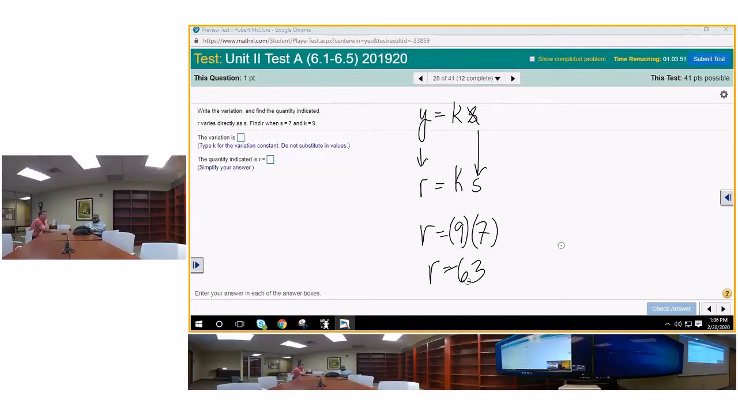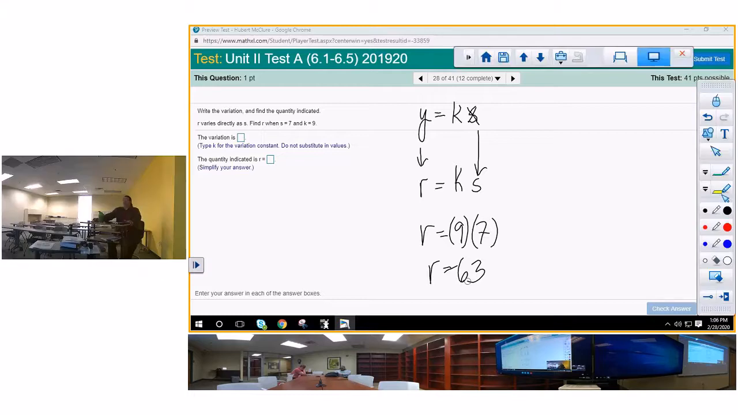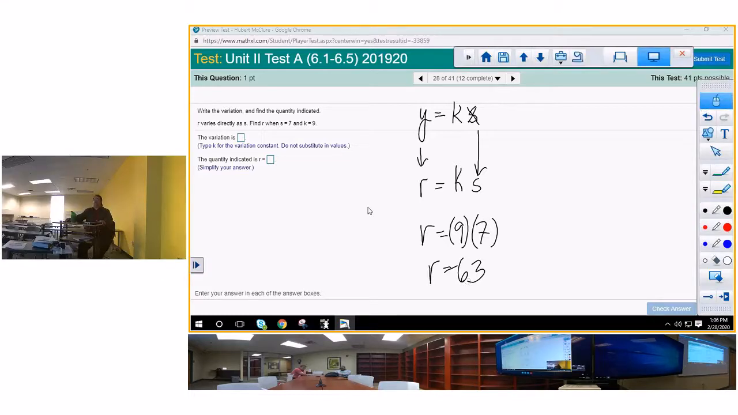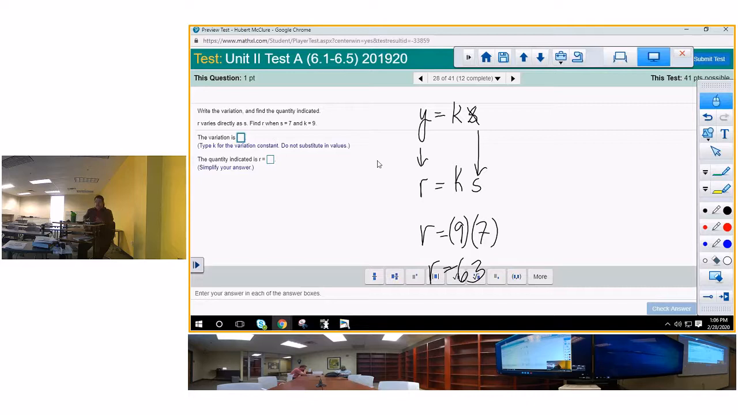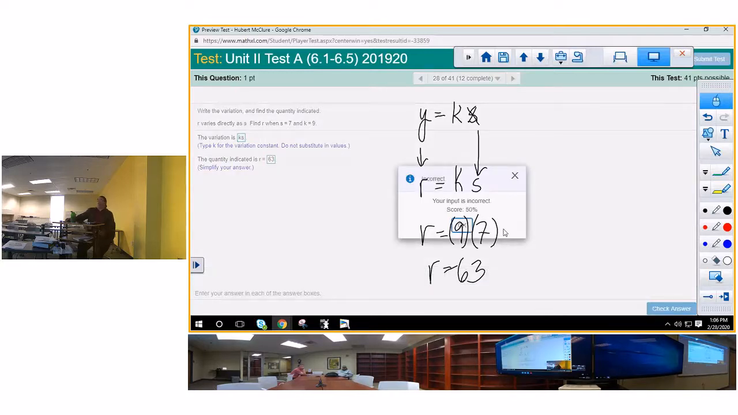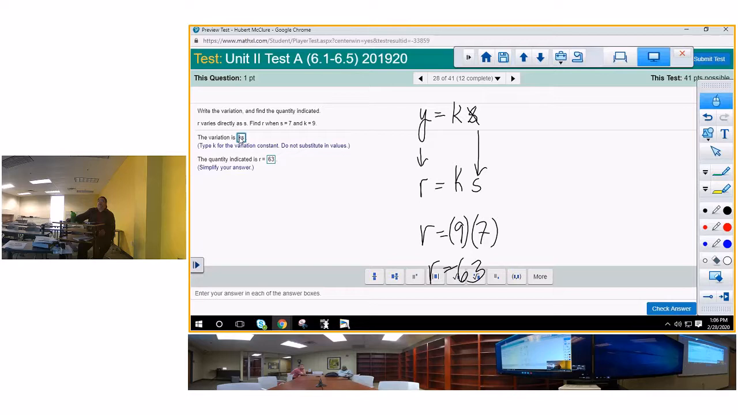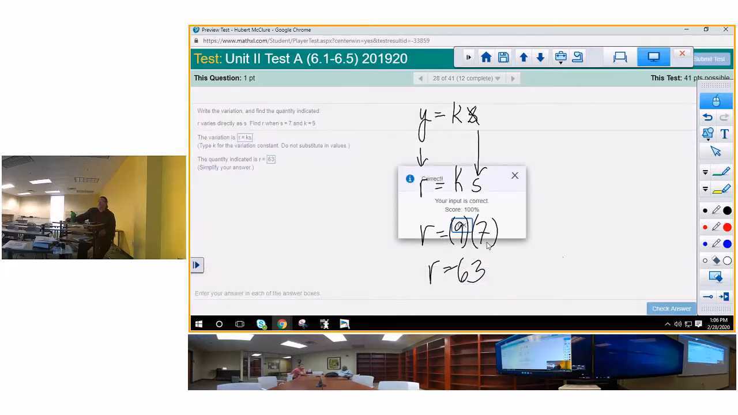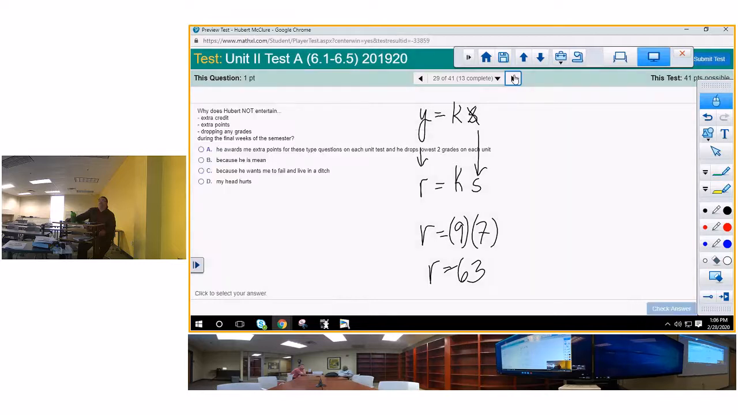So type those in. That one's a little bit too easy. I need to change that one. R equals KS and 63. Uh-oh. Oh, I didn't put R. Okay. Let me put R. Sorry. R is equal to, how about that? There we go. Next. Next.